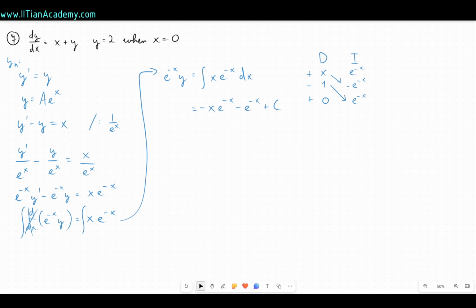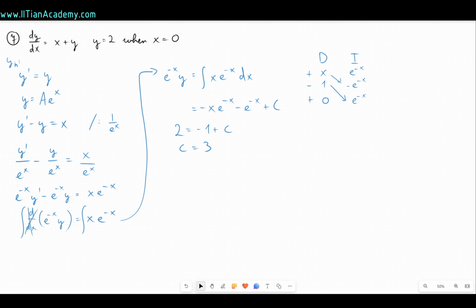So what I could do now is find the value of this constant. So when x is equal to 0, y is equal to 2. So e to the 0 is 1. So if we plug in here, we'll have y is equal to, this becomes 0. And then minus e to the 0 is 1, so minus 1 plus c. And again, y is 2, so we can already plug that in here. So we see that c has to be equal to 3.